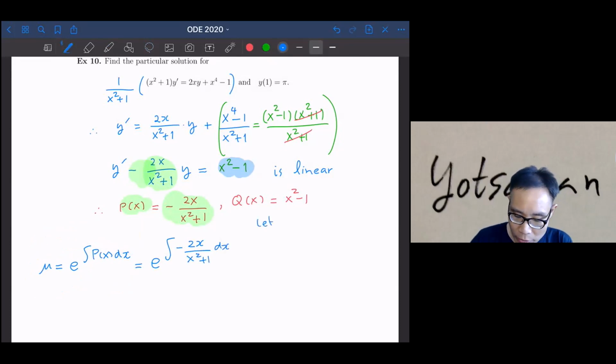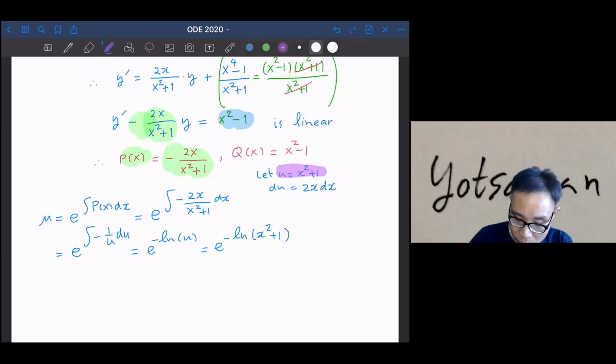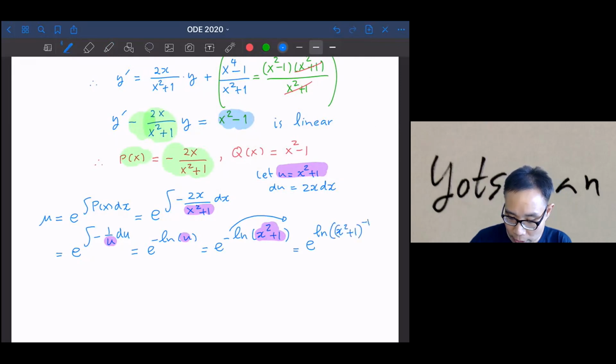And for this one, you let u be x squared plus 1. I have du equal to 2x dx. So this will be e to the integral of negative 1 over u du. So it's going to be e to the negative log u, and don't put absolute value. So it's e to the negative of log of x squared plus 1. Don't forget that u equals x squared plus 1. This is just 1 over u du, and you just bring the negative up here, so it's going to be log of x squared plus 1 raised to negative 1.